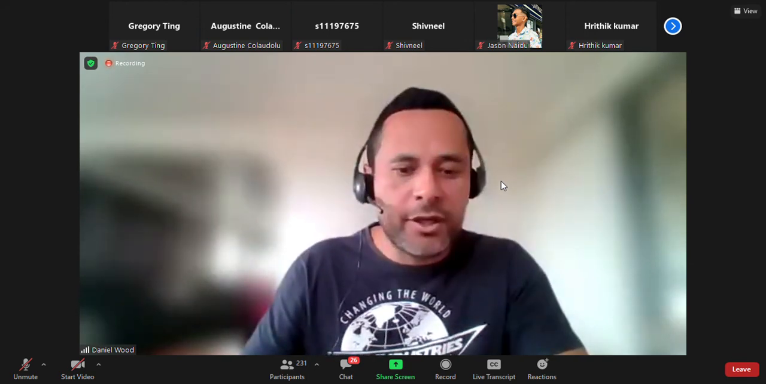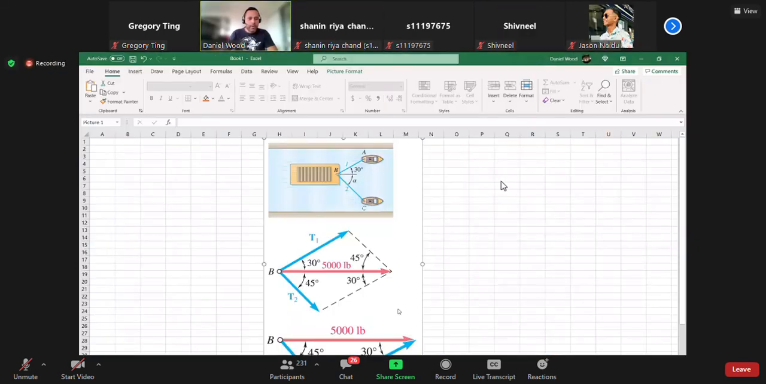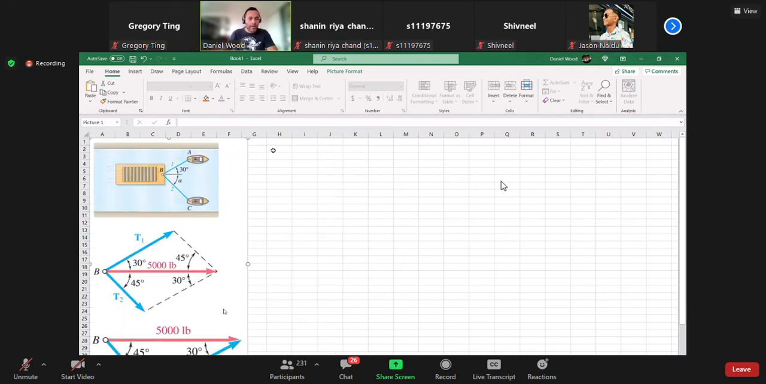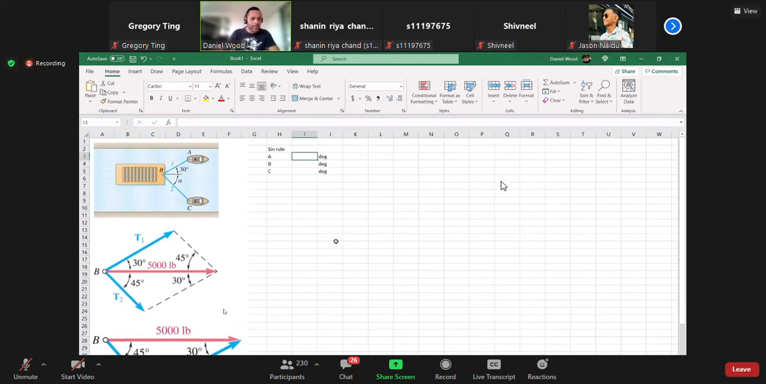Okay, so if I share my screen with Excel, this is the Excel problem here. We'll use just sine rule. Now remember, in Excel, it doesn't deal in degrees, it deals in radians. So let's just have angle A, B, and C. Let's just say degrees. We've just got 30. We know B is 45, and we know the last one is 105.